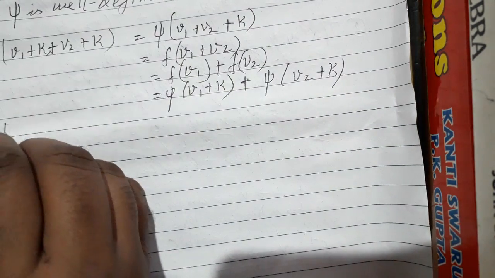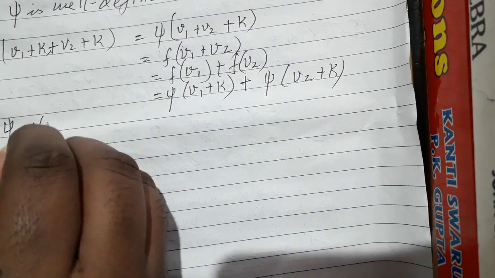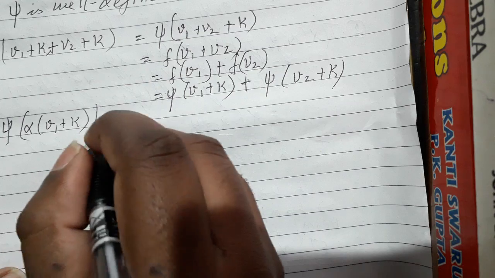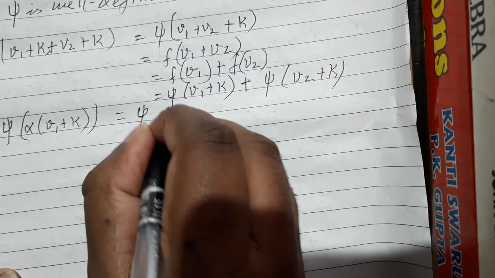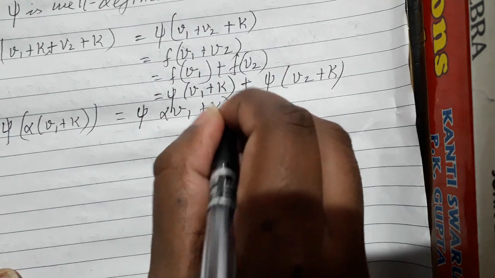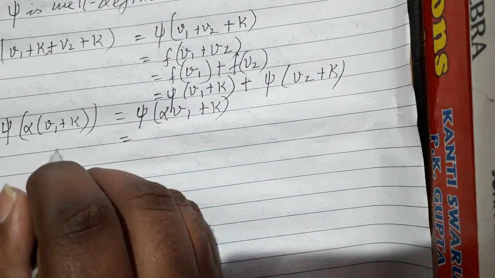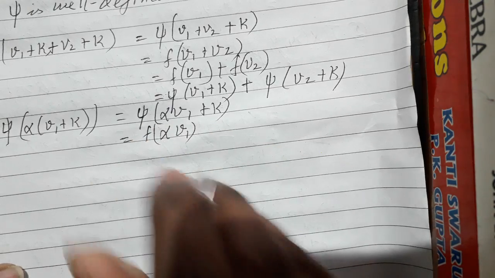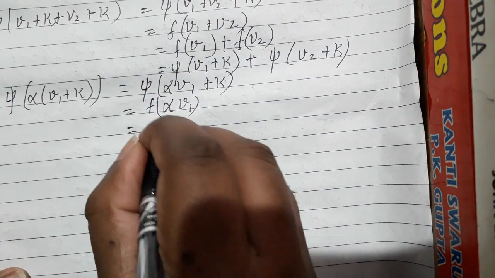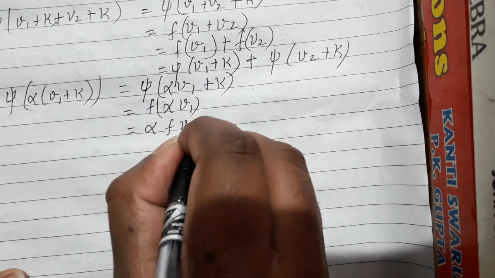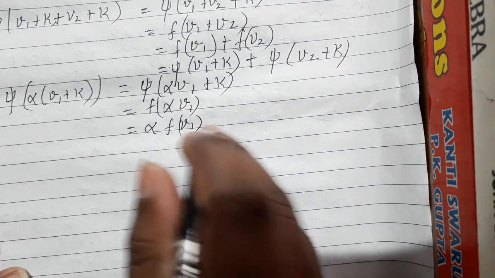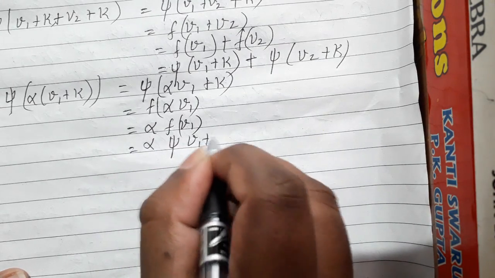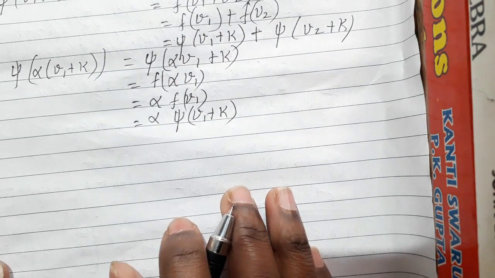Next we have to show psi of alpha applied on (v1 + K) is equal to alpha psi of (v1 + K), where alpha belongs to the field. So we have psi of (alpha v1 + K). By definition of psi, this is nothing but f of alpha v1. Since f is a linear transformation, this can be written as alpha f of v1. By definition of psi, this is alpha psi of (v1 + K).